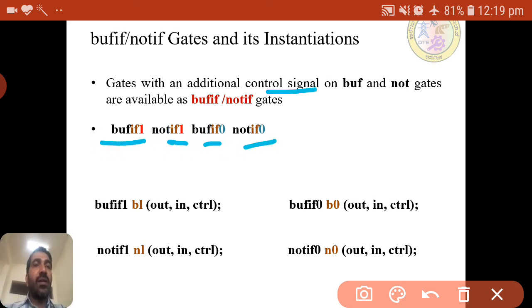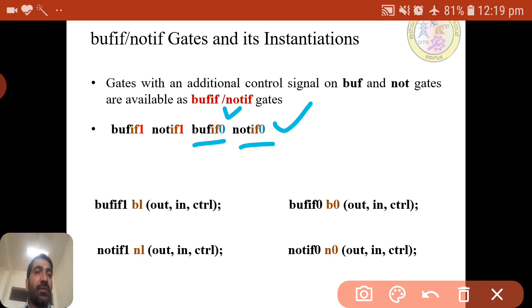So what is the meaning of that? The meaning is: do the buffer operation if the control signal is 1. Do the not operation if the control signal is 1. And similarly, do the buffer operation if the control signal is 0, and do the not operation if the control signal is 0. Okay, so these are the 4 different types.